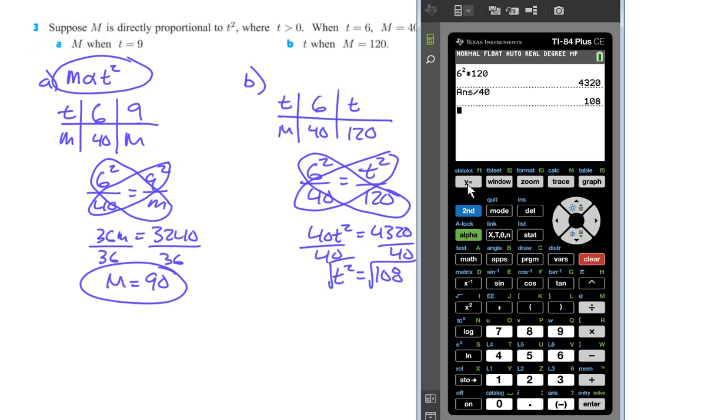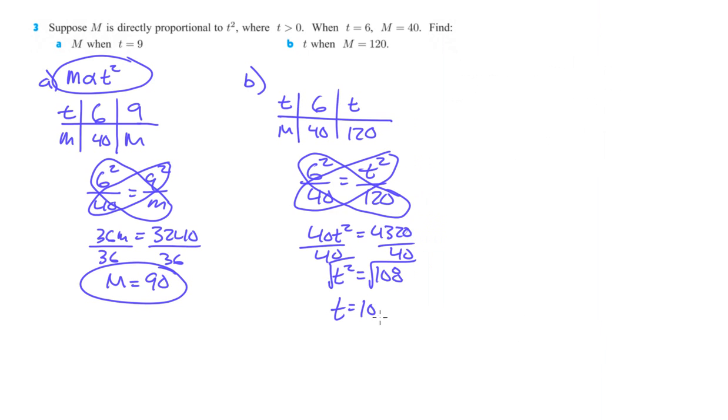Oops, I don't think that was supposed to be right. Let's see, second, square root of second answer. There we go, 10.8, 10.4 if we round it off. So time is going to be about 10.4. Okay?